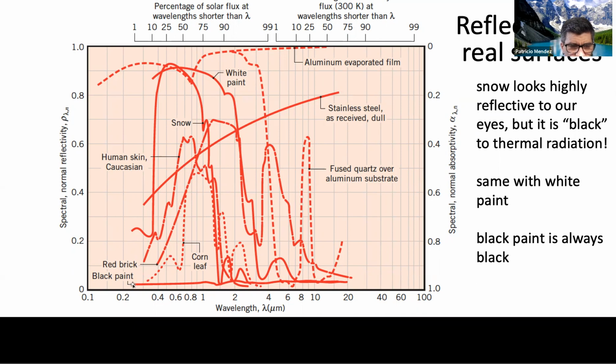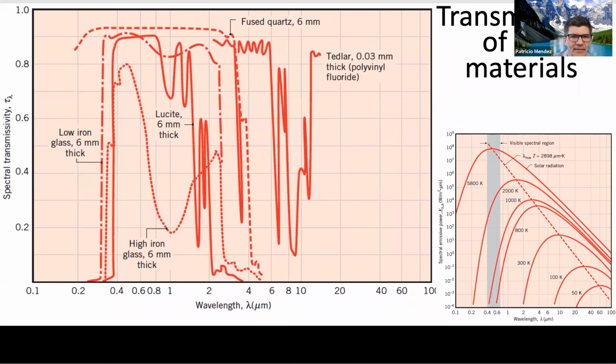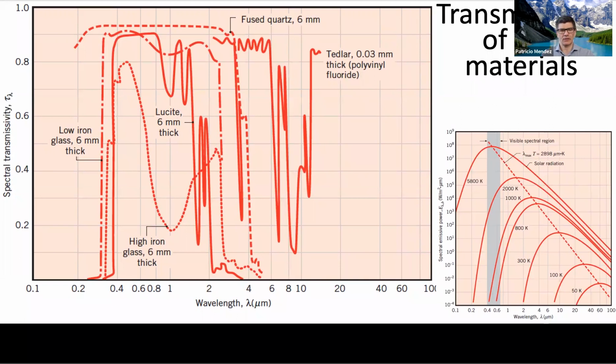Black paint has a very low reflectivity all across the wavelength. Black paint is always black. But white paint, depending on the wavelength we're talking about, is quite black. Snow is quite black from the point of view of thermal radiation. I think it's pretty cool. Let's talk about transmissivity. And this is another cool thing that has lots of technological implications.